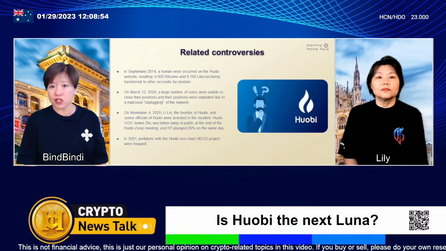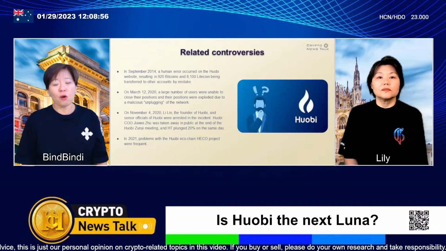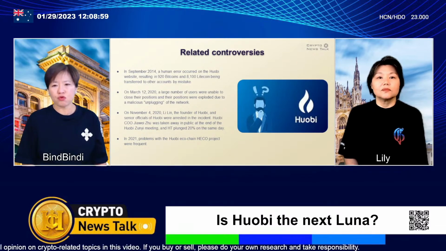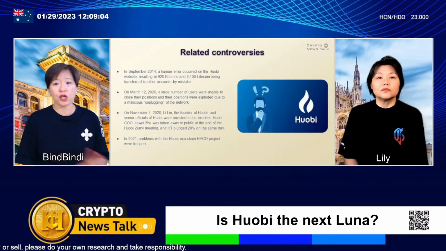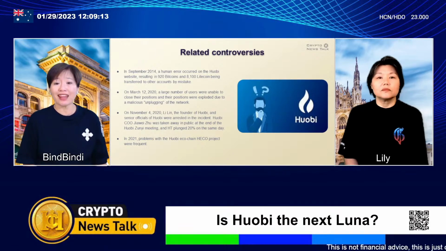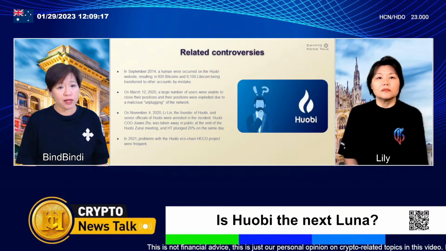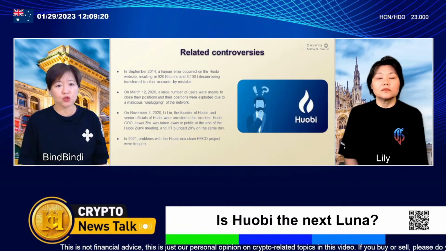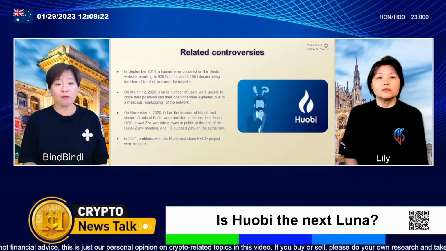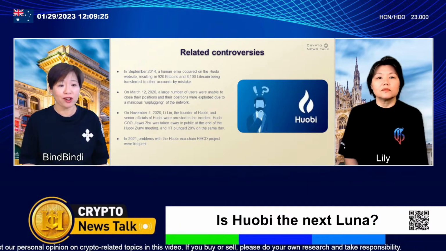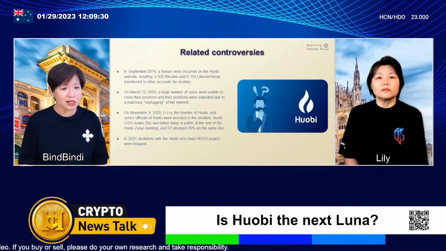Now, moving on to the controversies of Huobi. Huobi has, of course, had some issues arising in the website, ranging from 2014. Human error cost them 920 Bitcoins and 8,100 Litecoins transferred to other accounts by mistake. Then in 2020, users couldn't close their positions due to malicious unplugging of the network. That was a big issue, resulting in Huobi users protesting in Hainan.